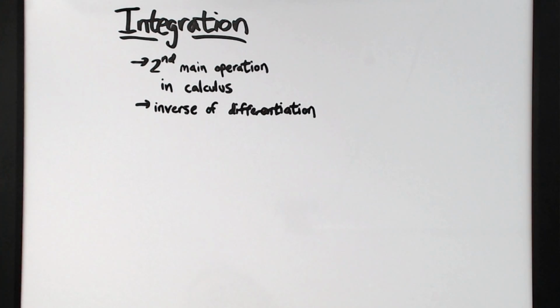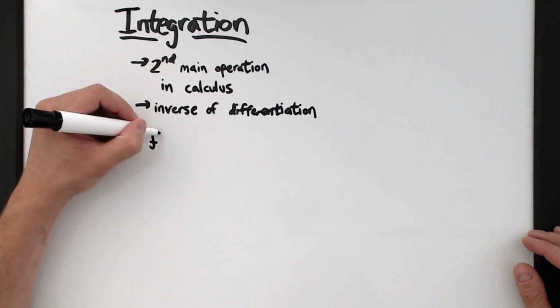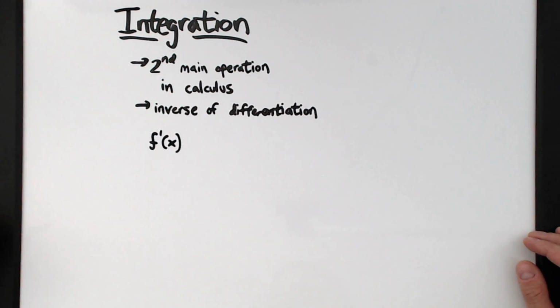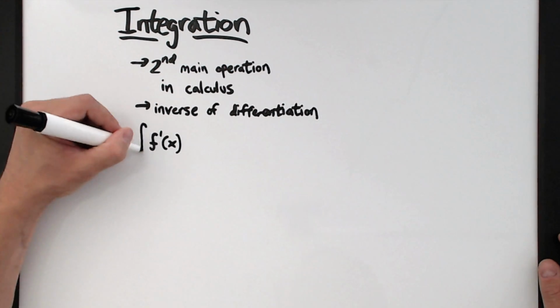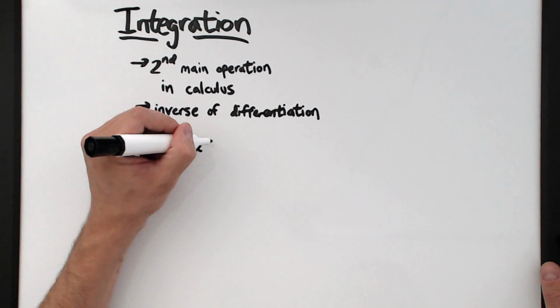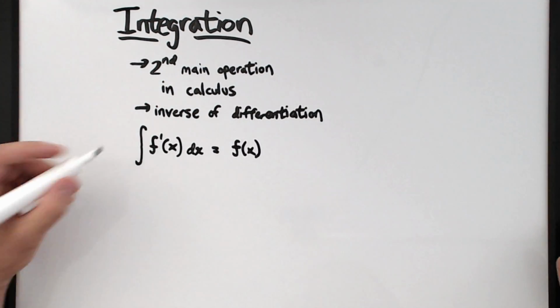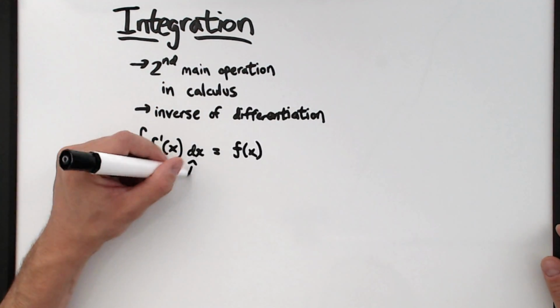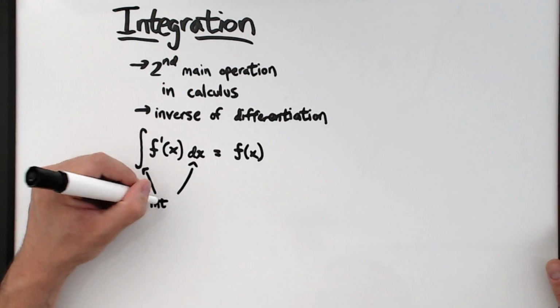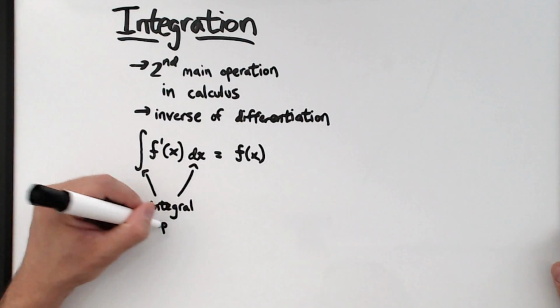A way of thinking about it mathematically, say you had the derivative f prime of x, so you have the derivative of f of x. To integrate that, you would need to write the following symbol, called the integral operator, or the integral symbol, where it looks kind of like an S and then it's got a dx after it, and then that would be equal to the actual function f of x, so it's no longer primed.